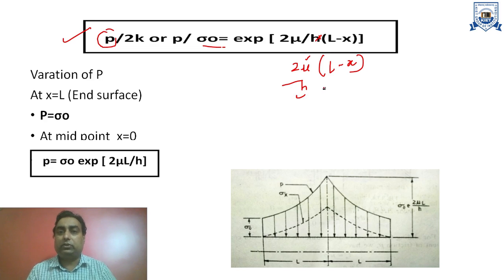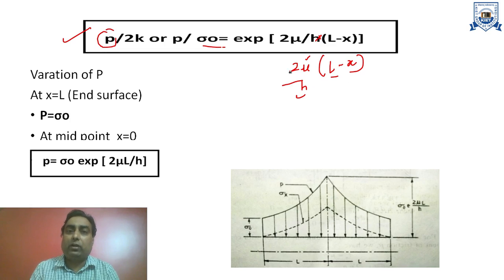h is the thickness of the job, it is also constant. L is the length, L is considered from the center to the end in this diagram, and x is the variable. x is measured such that x equals 0 at the center, and it is maximum at the end. So it will be varying.